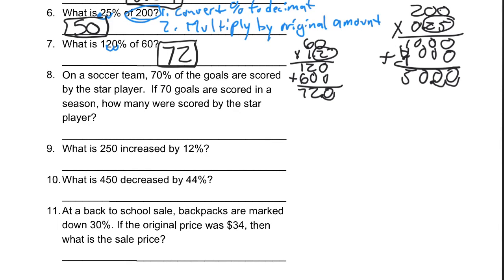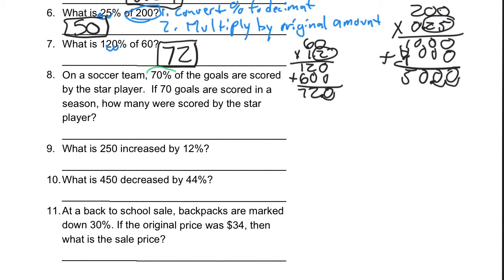All right. Oh, another word problem. On a soccer team, 70% of the goals are scored by the star player. If 70 goals are scored in a season, how many were scored by the star player? Okay, what do we know? I'll circle that in green.